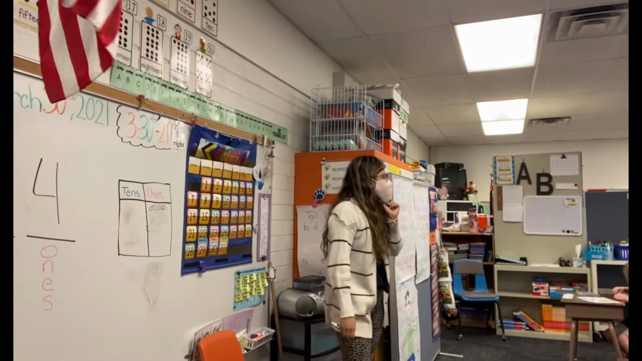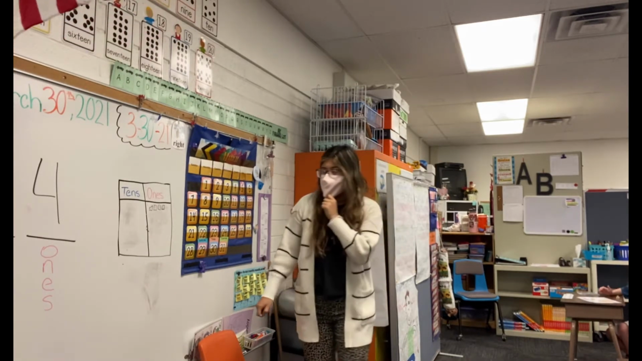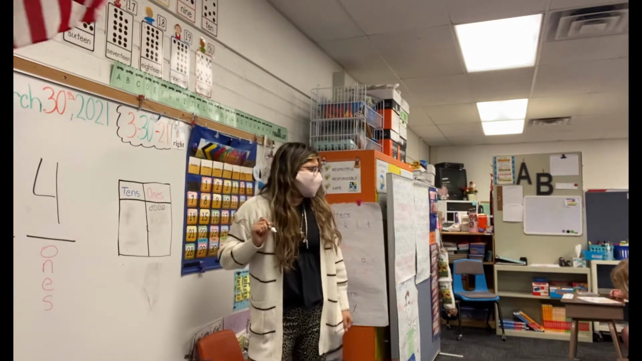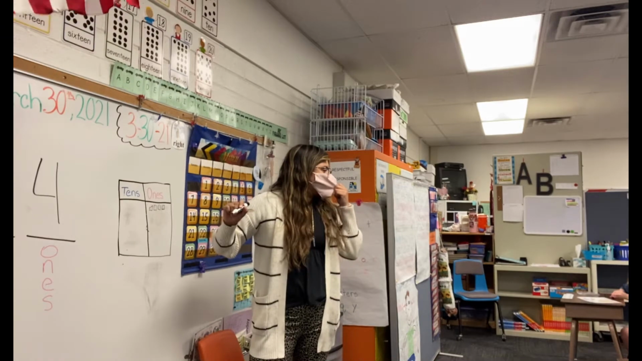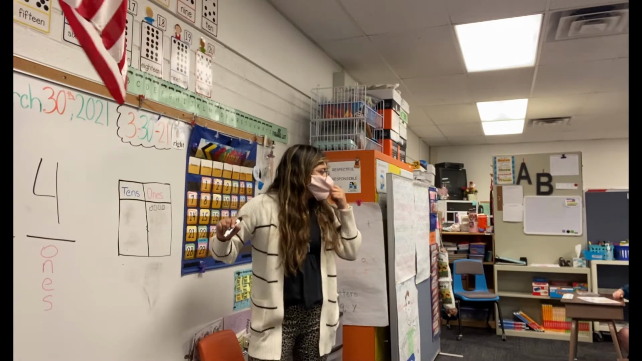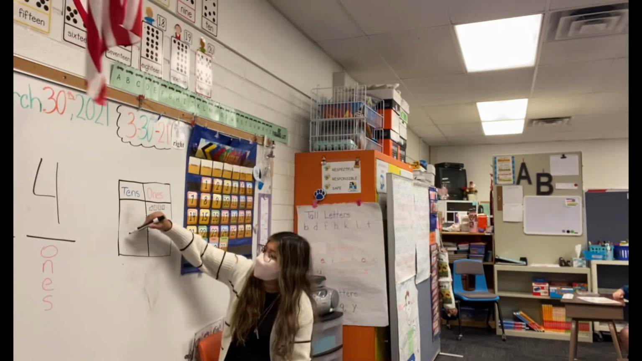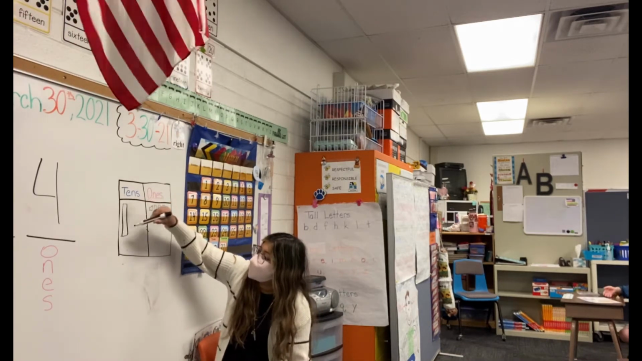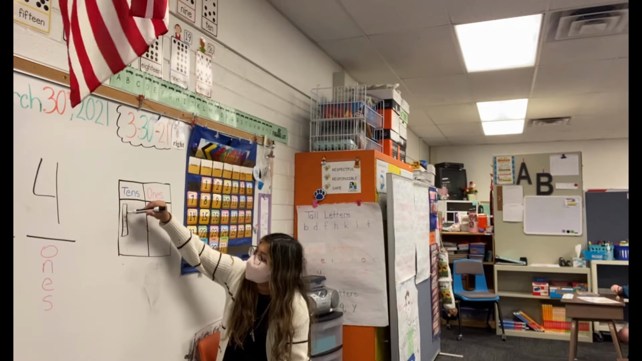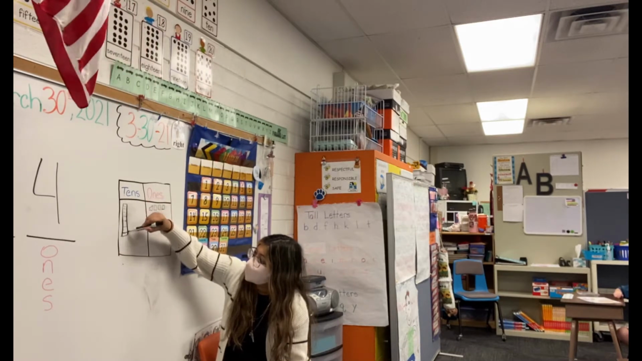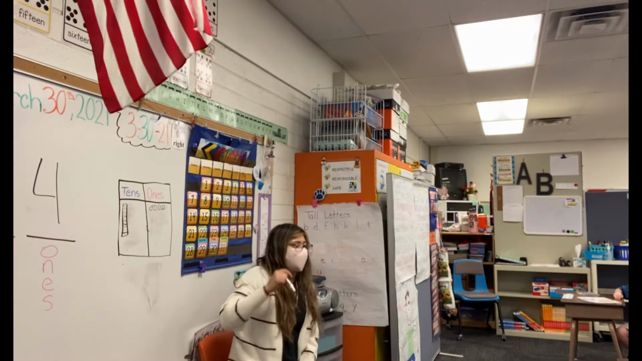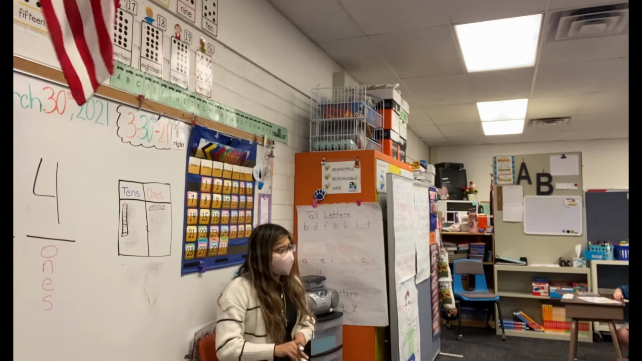Here, Amelia, I'm gonna give you guys another number, okay? Hold on. So I see you guys had how many groups of 10? How many groups of 10 do you guys have? One! So that means, oops. 2, 3, 4, 5, 6, 7, 8, 9, 10. My number's 14.